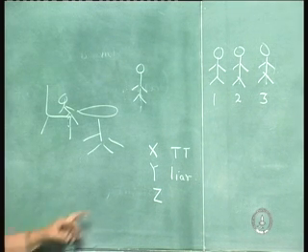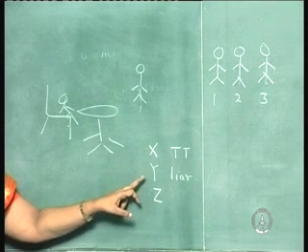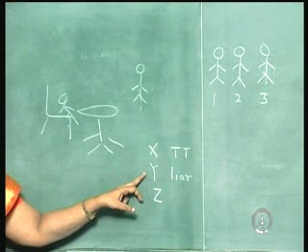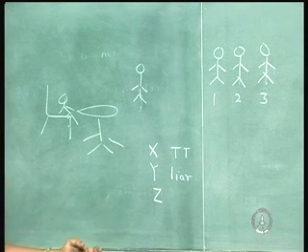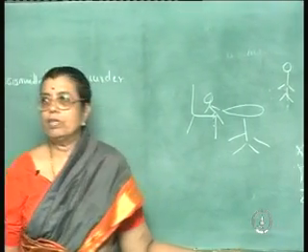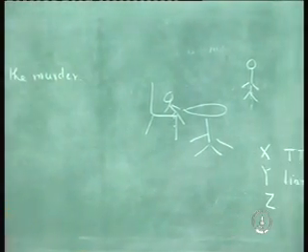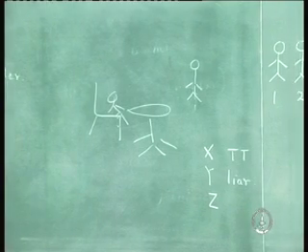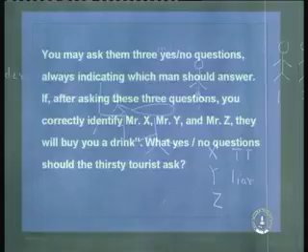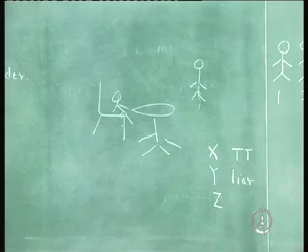So, X will say the correct answer. Y, if it is yes, he will say no. If it is no, he will say yes. Z, without looking into that, will randomly say yes, randomly say no. So, what three questions should he ask so that at the end he is able to find out who is Mr. X, who is Mr. Y and who is Mr. Z? Actually, this is not a very easy problem, it is slightly difficult. But the first question is important.